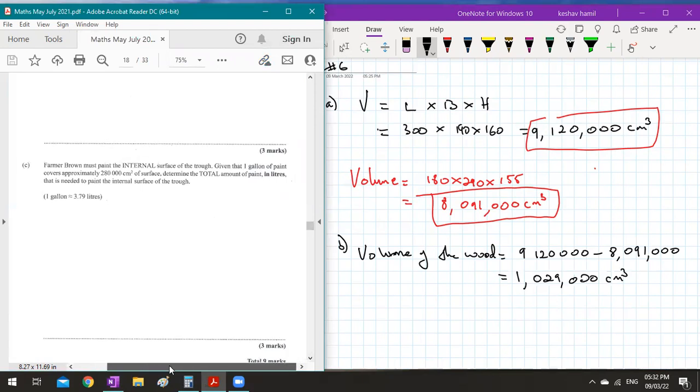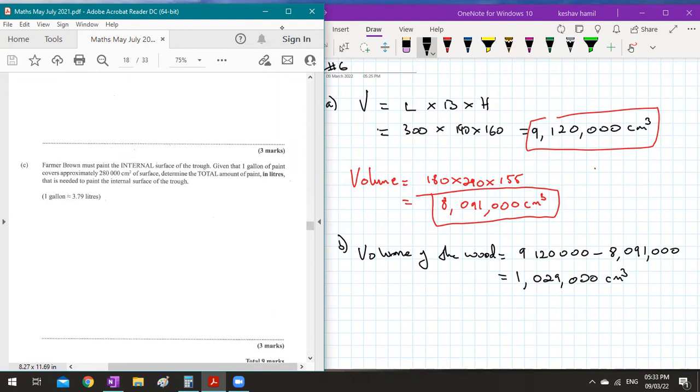Farmer Brown must paint the internal surface of the trough. Given that 1 gallon of paint covers approximately 280,000 centimeters squared of surface, determine the total amount of paint in liters that is needed to paint the internal surface. Now, first of all, the information they give us is in gallons, they want the answer in liters, so they give us the conversion. Now, what is the total surface area on the inside?